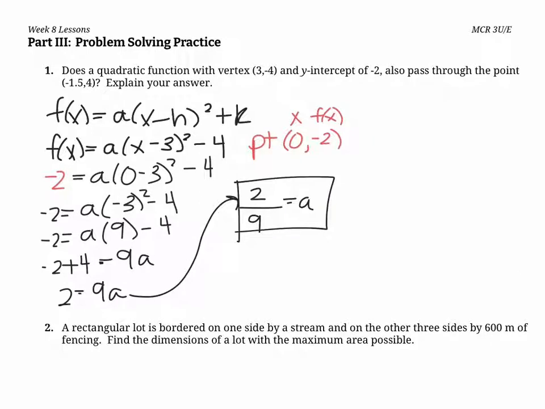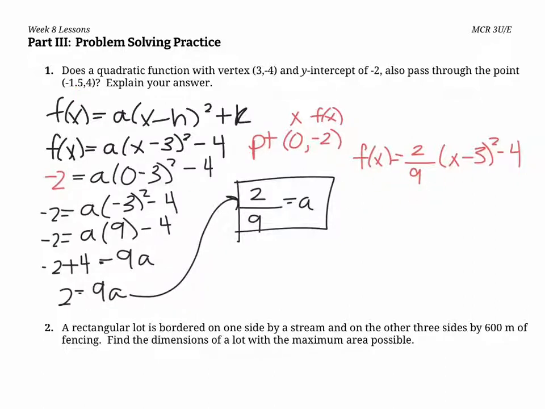So now we have the equation of our function. f(x) is equal to 2 over 9, (x - 3) squared, minus 4. Now that that's done, we can answer the question. Does this function pass through this point here? What we're really asking is, does this point exist on this equation?